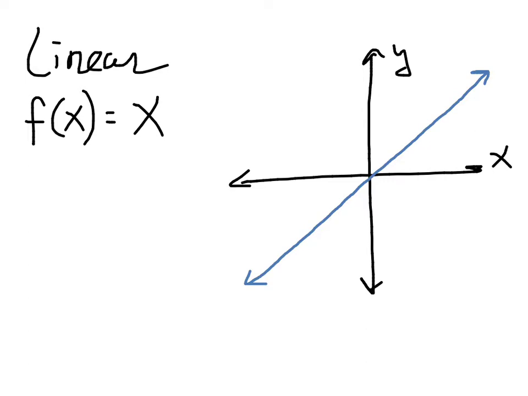Now, as far as the other stuff that went along with it, domain. Does it keep on going on to the left forever? Does it keep going to the right forever? Yeah. How do you guys know that they keep going on forever? What did I do to make it signify that they go on forever? Arrows. Good. Okay, those arrows on the ends mean that it keeps going on in that direction forever. So the domain is, again, all real numbers.